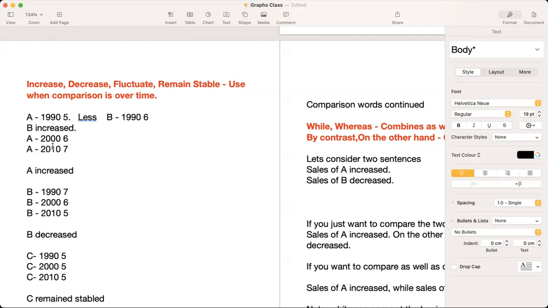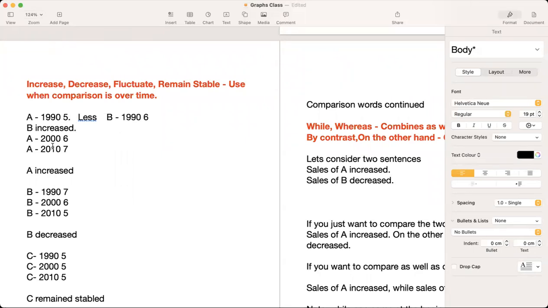If I say it in Hindi: when years are given, when we have to do an over time comparison, then we use increase and decrease. When we have to compare with something else, we do not use the word increase or decrease. We are going to use the word less or maximum or more, something like that. We are not going to say increase and decrease.